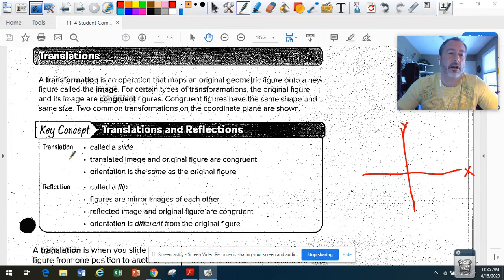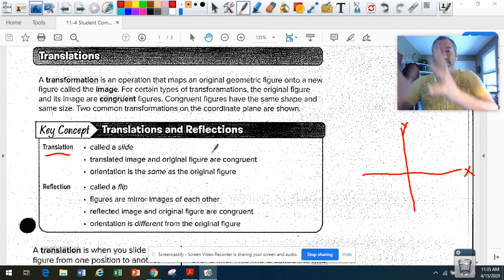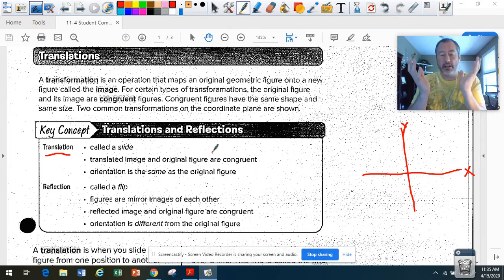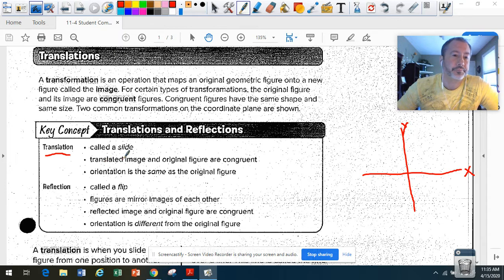Well, let's first talk about our first transformation, which is a translation. A translation is also called a slide. So we're basically taking an image and we're sliding it someplace. We're keeping it so that it looks the same, but we're sliding it, okay? Compared to reflection, think of a mirror. It's sort of flipped, okay? So the translation we call a slide. The translated image and the original image are congruent, which means they have the same size, the same shape, the same look. Everything is exactly the same. They are equal to one another.